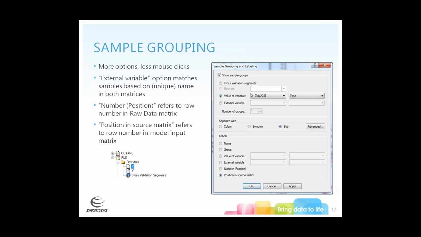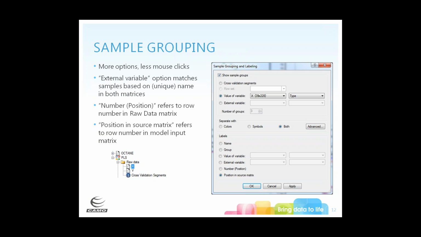So this is how it looks like. If you select this, you have this different option. You can cross-validate sample group by cross-validation segments by a single click, by row sets, by value of variables. If you select value of variables, it will select among the data in the raw data folder of the model. If this is a scores plot, for instance.